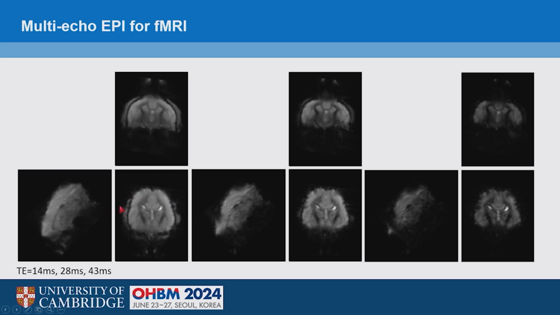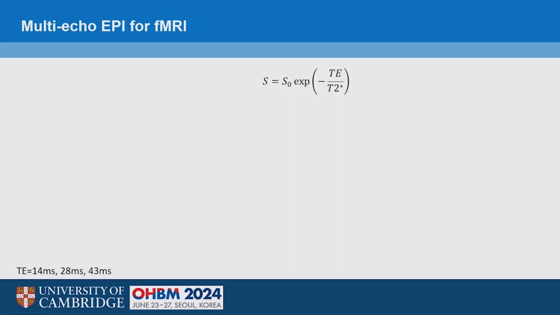This is a picture of the optimal combination for these echoes here, which you can see for some parts of the brain looks just like the first echo, and for the central parts of the brain looks like the third echo. In fact, you can do something a bit better than that.